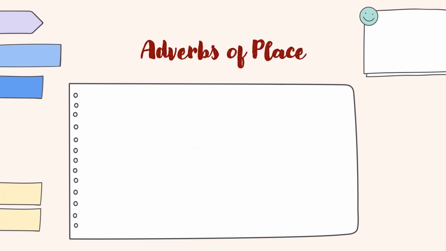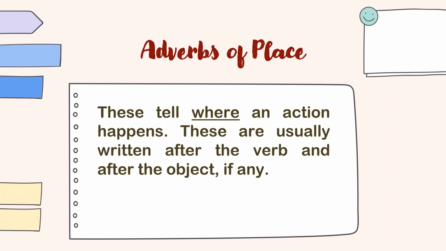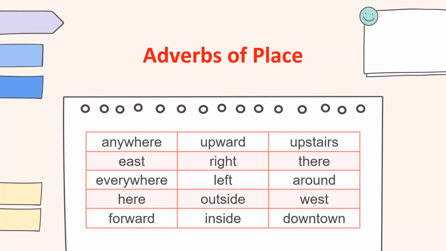Second, adverbs of place. These tell where an action happens. These are usually written after the verb and after the object, if any. Here are the common examples of adverbs of place.